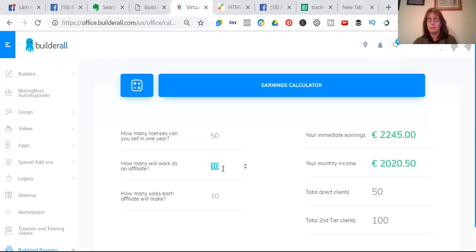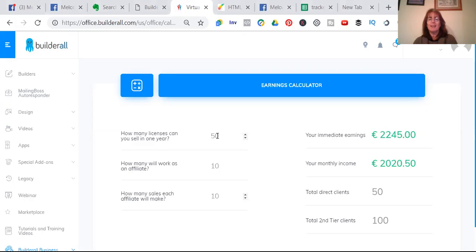So Builderall is $50. So basically, if you sell 1 a week for 50 weeks, that's $2,500. Okay. So if 10 of these people sell 10, that's just a mere snippet. That's $2,300-ish. Okay.